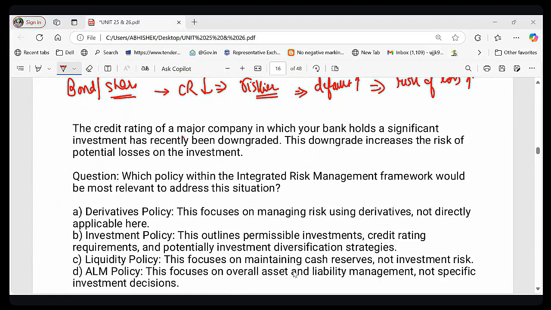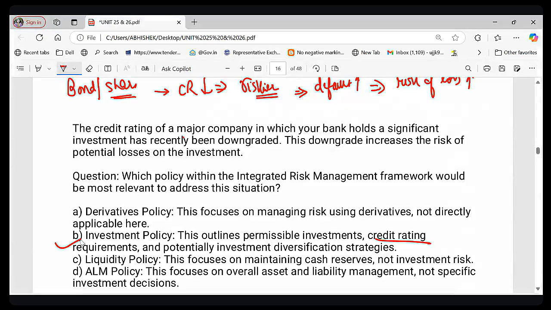See, यहाँ पे तो आपके सामने लिख दिया है सब कुछ, क्योंकि यहाँ पे लिखा हुआ है क्रेडिट रेटिंग, लेकिन आपको इतना लिख के नहीं दिया जाएगा. आपको ओनली लिखा होगा डेरिवेटिव, इन्वेस्टमेंट, लिक्विडिटी एंड ALM. आपको चारों पॉलिसी पता होना चाहिए. These things will not be written in your question. Only the question will ask you derivative, investment, liquidity, and ALM. That's it. So you must have a clear understanding of all these four policies.